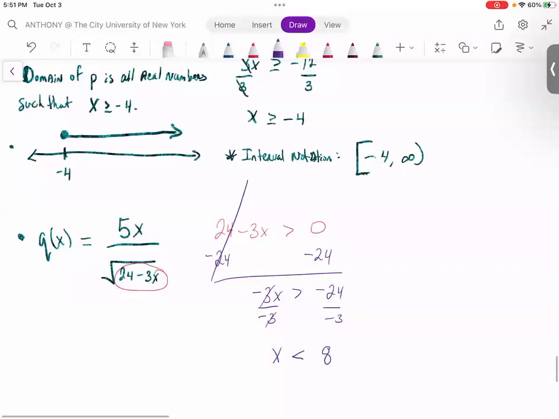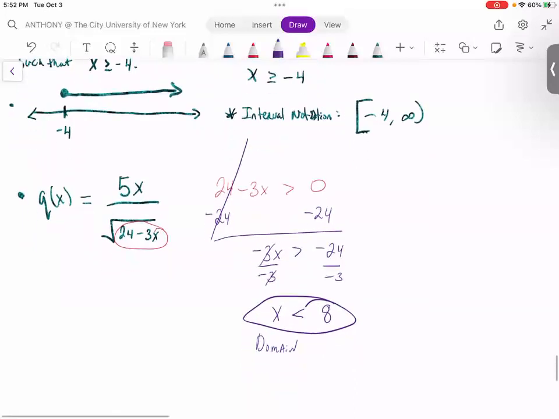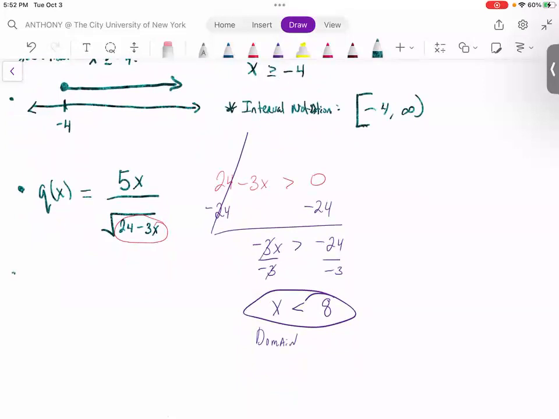So that is our domain. How do I write this all out? First of all, in plain English, the domain of Q, that was the name of our function, is all real numbers such that the value of x is always less than 8.